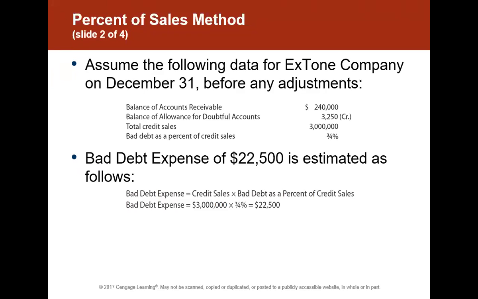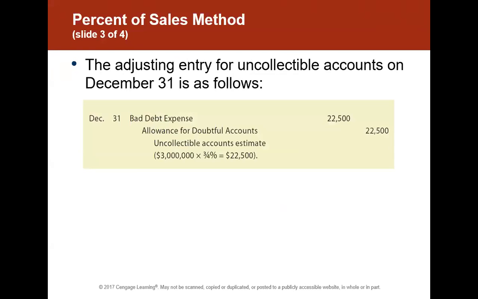So when you're using a percent of sales method, you truly just take the total credit sales of 3 million times 0.75% or 0.0075. And you would get an estimate of 22,500 is the bad debt expense. And then this is at the end of the year, so we're doing an adjusting entry. So then we debit bad debt expense and credit allowance for doubtful accounts, that 22,500. Pretty easy, right? There, they're showing the journal entry.